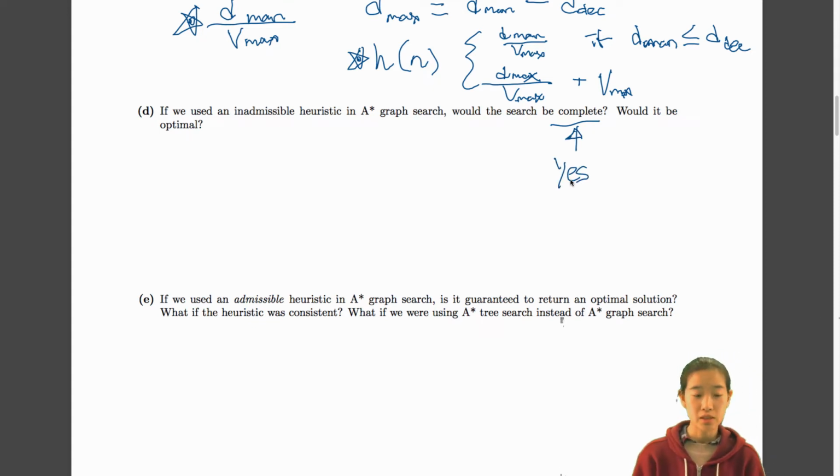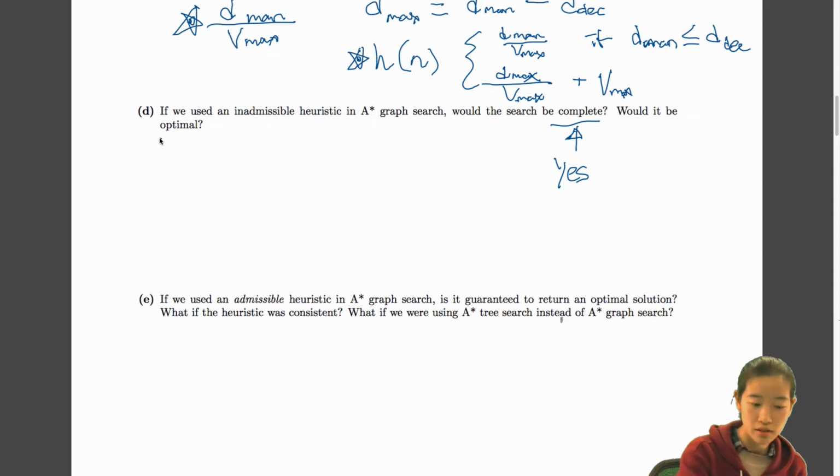However, now the question is, will it be optimal? An inadmissible heuristic will not guarantee optimality because it will make us think that a state that's very far away from the goal is actually very good, and vice versa. So this is false.